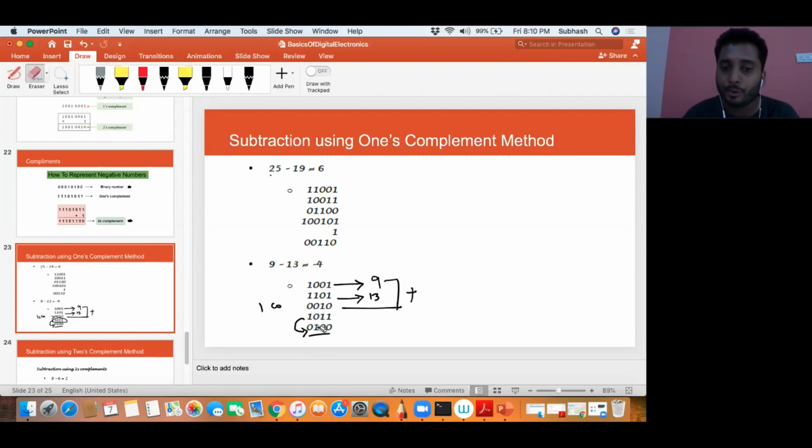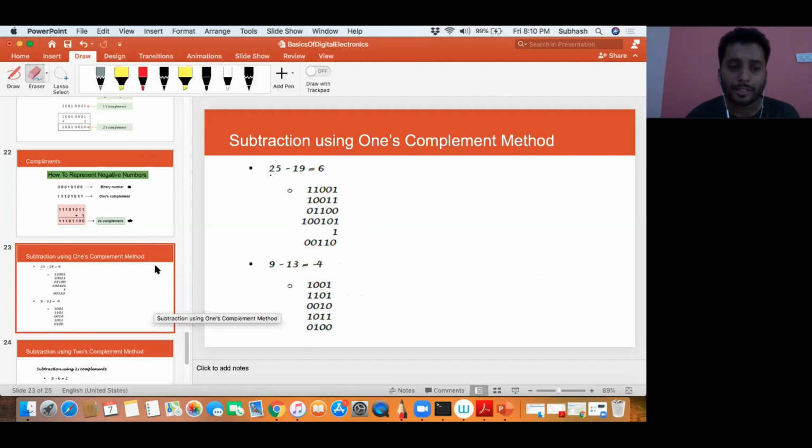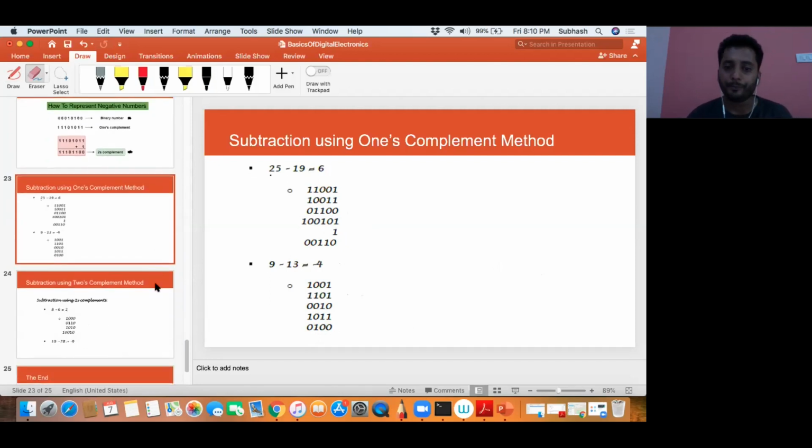This is how you do the subtraction using the ones complement method. You can try it out for various numbers, and I'm sure you will be able to use the same steps for all the values, and you will see that this method works completely fine. Having said that, we will move to the next slide.